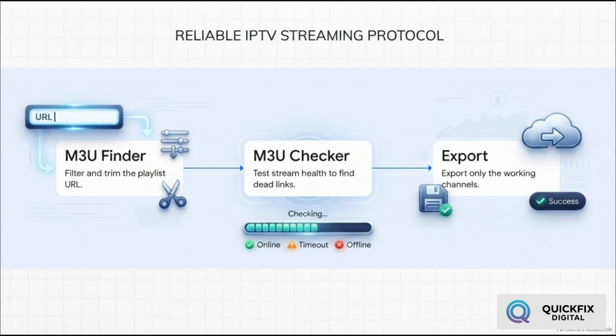So here is the official systematic testing protocol you need to run before you ever open your media player. Step 1, you paste your raw list URL into a tool like M3U Finder to filter and trim it down to only what you actually want. Step 2, run that trimmed list through an M3U checker. This step is honestly magic. It pings every single stream to verify its health, instantly marking them online, timeout, or offline. And step 3, you just export the working online channels. Boom, you've completely stripped out the dead weight.